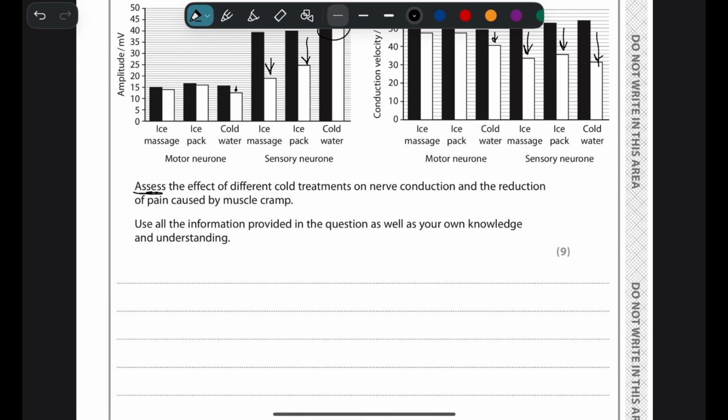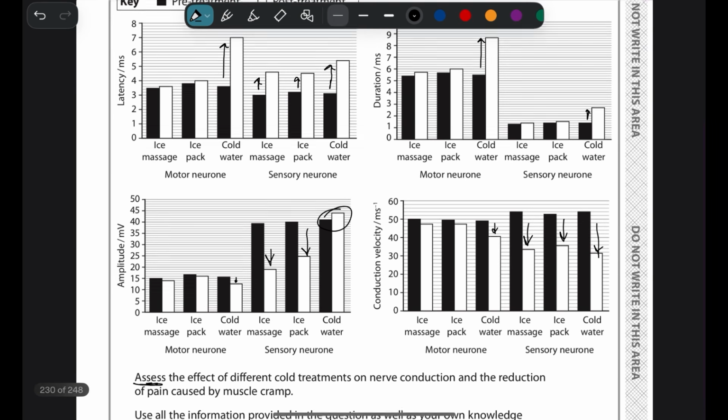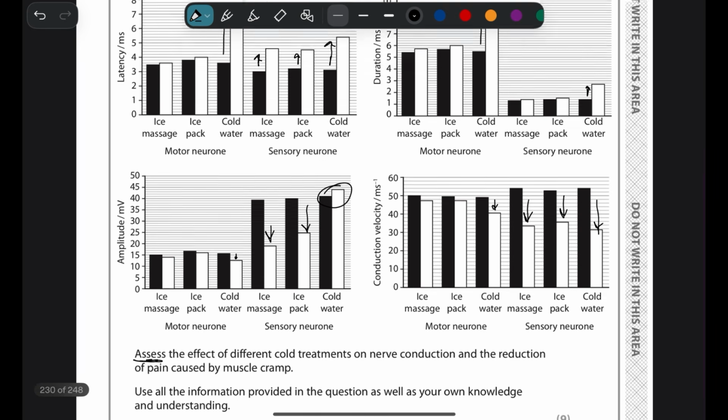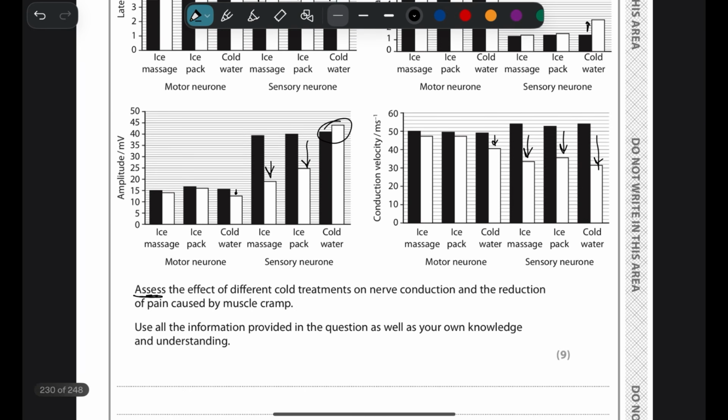Cool. What we're also going to say, in terms of the motor ones, I'm not going to lie to you, it seemed like ice pack and ice massage weren't that great for motor, but cold water really was. So if cold water is really good at reducing motor signals and it also reduces sensory signals, what we can definitely say is it's going to reduce cramping and pain. So maybe this would tell you that maybe cold water is the best treatment.